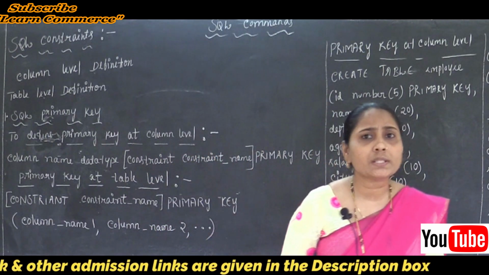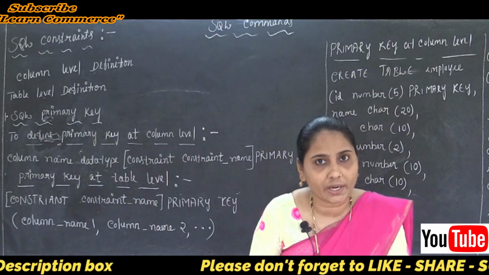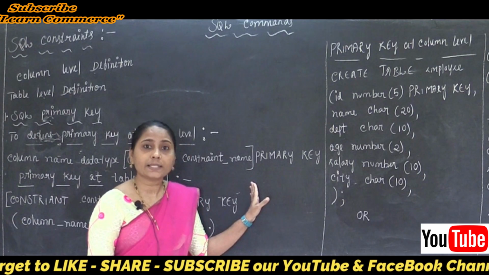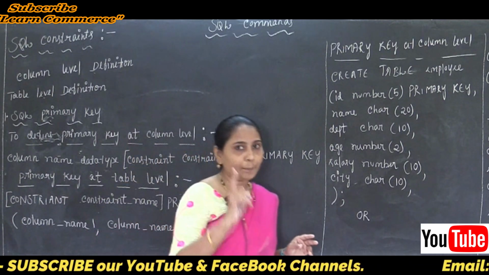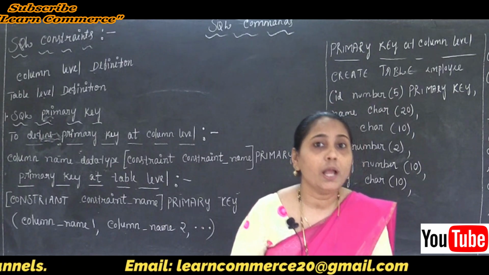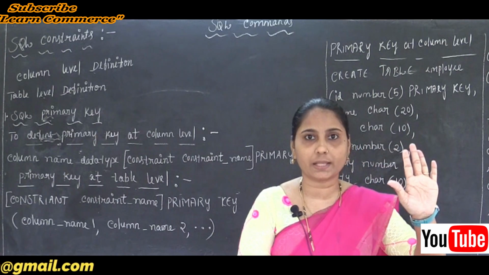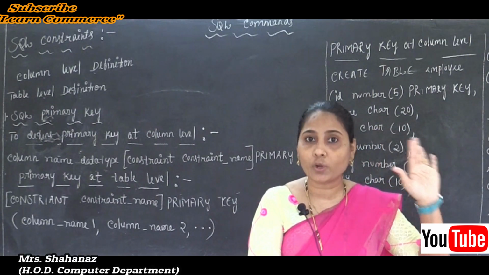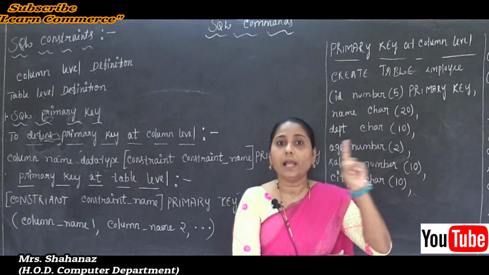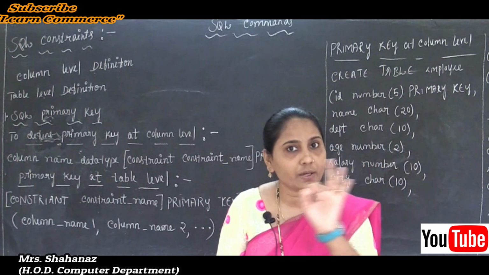Now what is the meaning of the table level constraint and the column level constraint? The column level constraint means that such constraints are applied only to one column of a table. Clear this point here? Maybe in a table many columns are there, for example 5 columns, but the constraint rules are applied only to one column of a table, that is called the column level constraint.